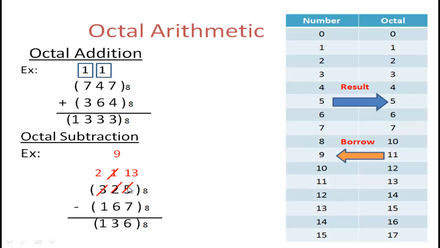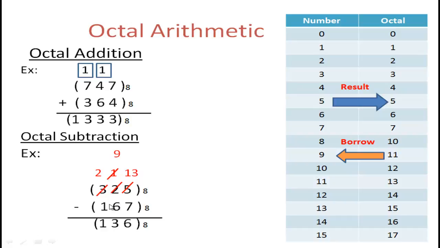For that, 5 will take a borrow and it will become 15. But 15 is represented as 13 in the octal number system. So you have to say 13 minus 7, it will be 6. After giving a borrow to 5, 2 will become 1.